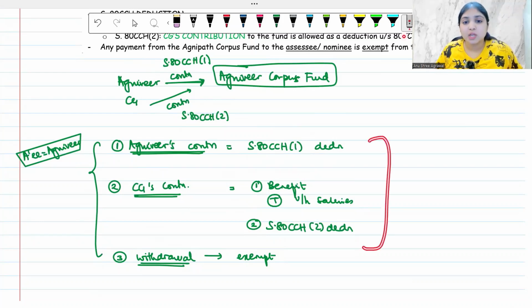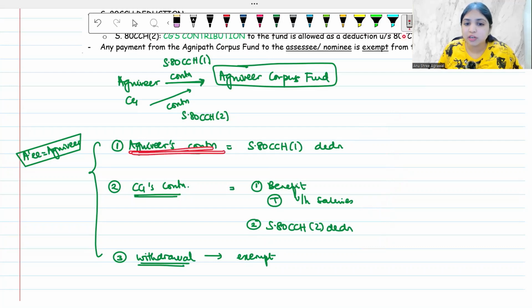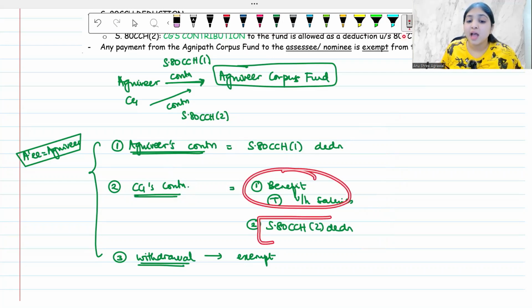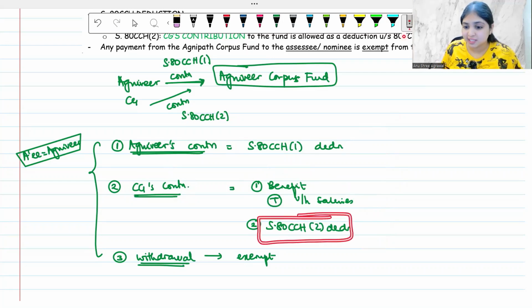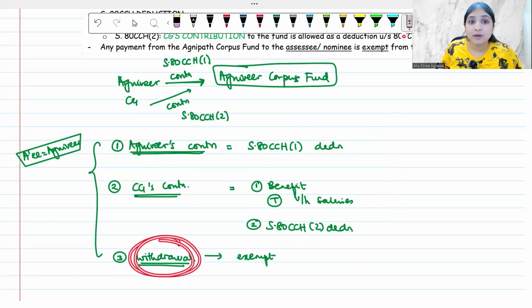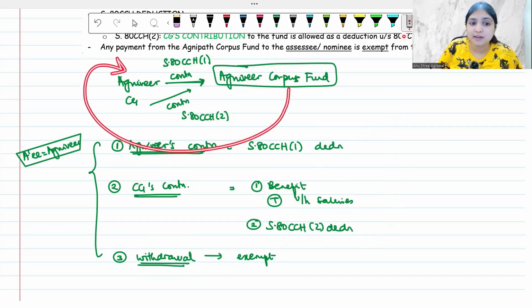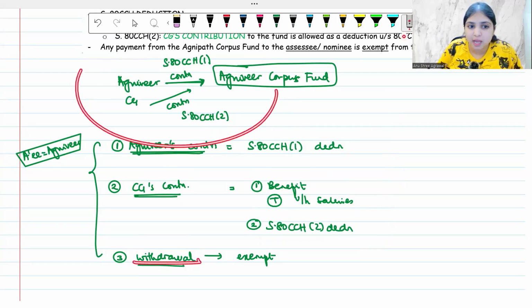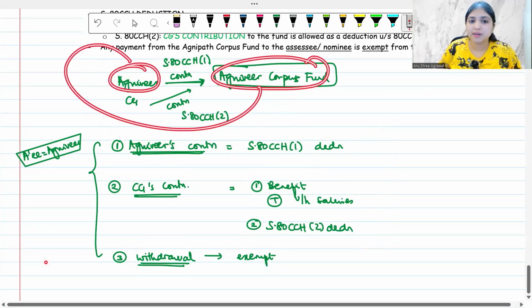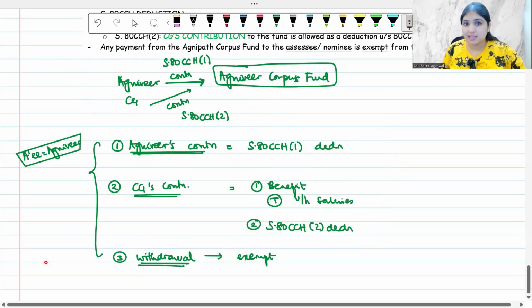See, here there are no limits. Whatever is the contribution, it will be fully allowed. Whatever the Agniveer contributed into the fund, 80CCH(1) deduction. Whatever the central government contributed, it will first be taxed under the head salaries, and then fully allowed under 80CCH subsection 2. Then, whatever amount from the Agniveer Corpus Fund the Agniveer later withdraws, the entire amount withdrawn will be fully exempt from tax. Whatever amount is withdrawn from the Agniveer Corpus Fund by the Agniveer, this will be fully exempt from tax.